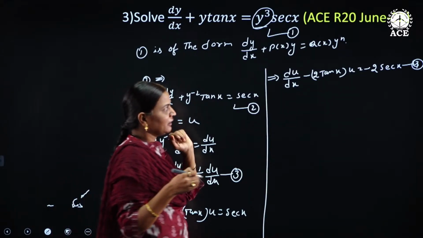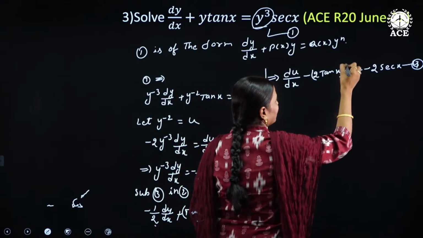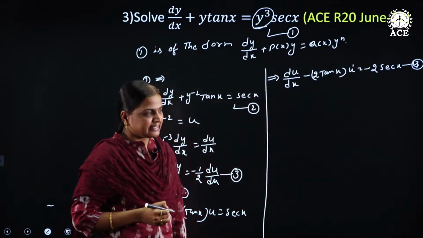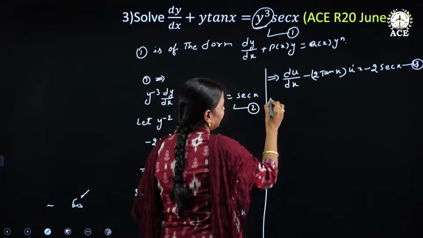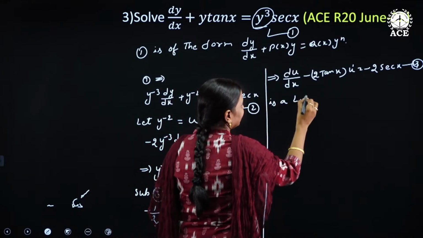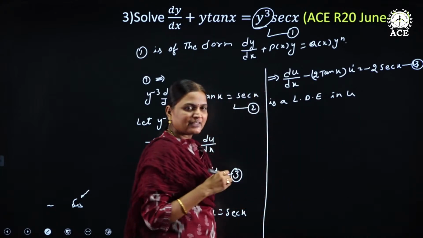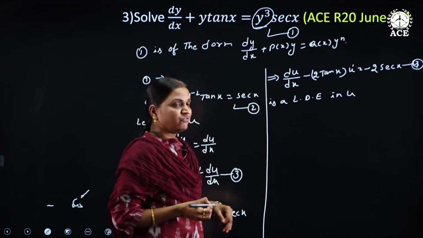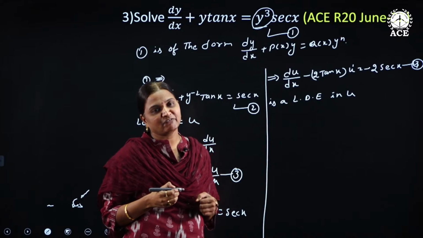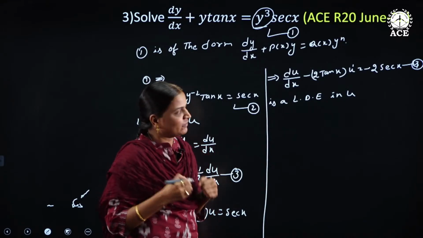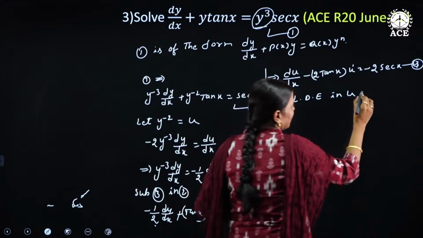What is the dependent variable? U, since u appears with power 1. So therefore it is linear. So equation 4 is a linear differential equation in u. What is the standard form? After identifying the nature, first write the differential equation into standard form. What is the standard form? And it is of the form.